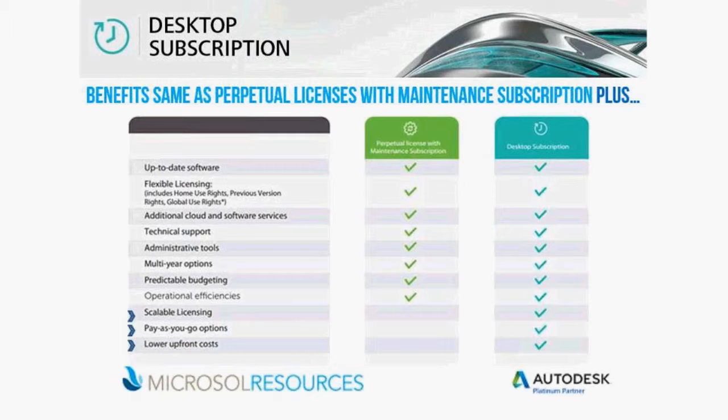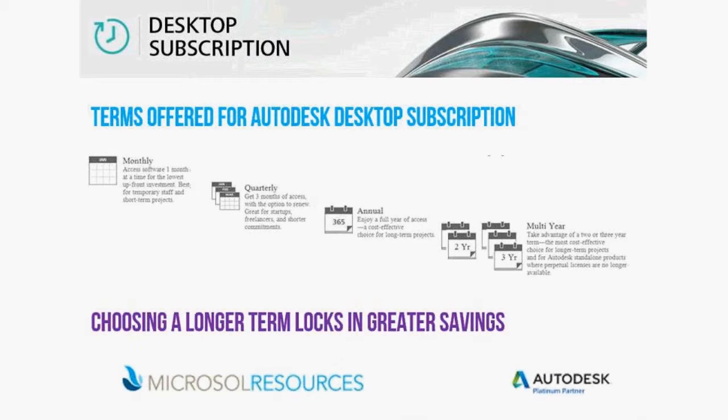There's the scalable licensing and the pay-as-you-go and the lower upfront costs that we just discussed. There are some major benefits to considering desktop subscription for future purchases while you have the choice. But I'm also giving you the full picture for when the choice no longer exists between perpetual and desktop. So currently, these are the terms that Autodesk offers for desktop subscription: monthly, quarterly, annually, and multi-year, 2 or 3 year.